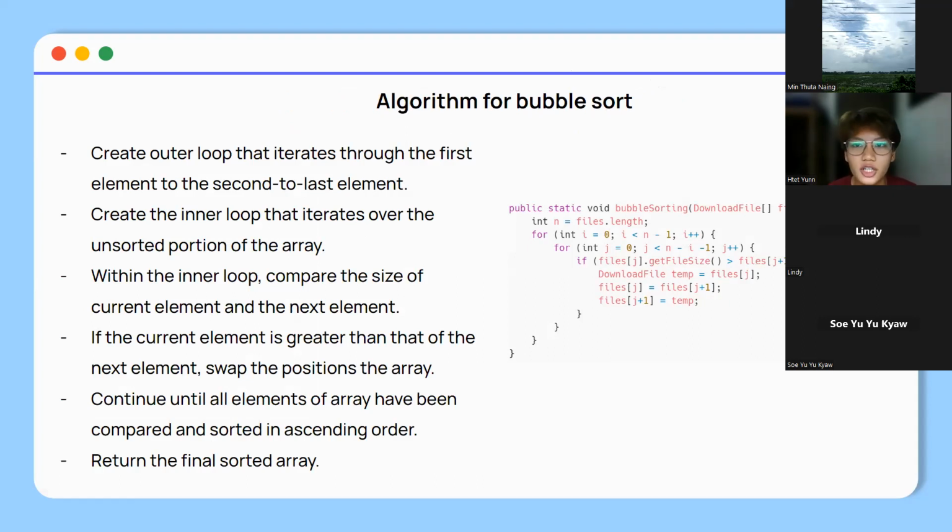To perform bubble sort on an array, we use a nested loop structure. The outer loop goes from the first element to the second to last element of the array. During the inner loop, we compare the size of the current element with that of the next element. If the current element is larger than the next element, they switch positions. This comparison and swapping process continues until all the elements have been compared, resulting in a fully sorted array. Finally, the function returns the sorted array.